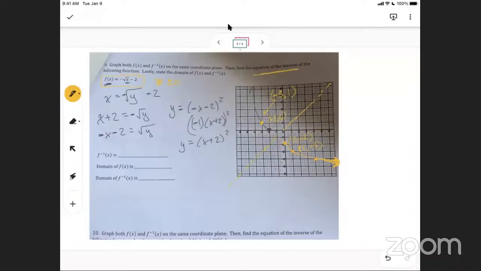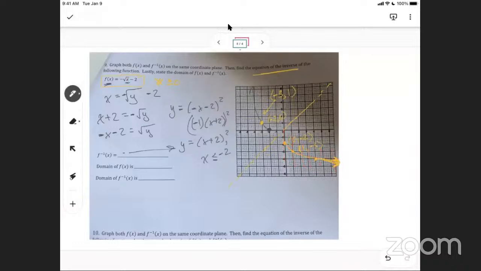Okay. So you can see that your domain restriction is going to have to be that x is less than or equal to -2. That's what your restriction is going to be. That makes sense? So f inverse of x is this right here, what I just wrote, but along with this domain restriction. The domain for f of x is going to be this right here.